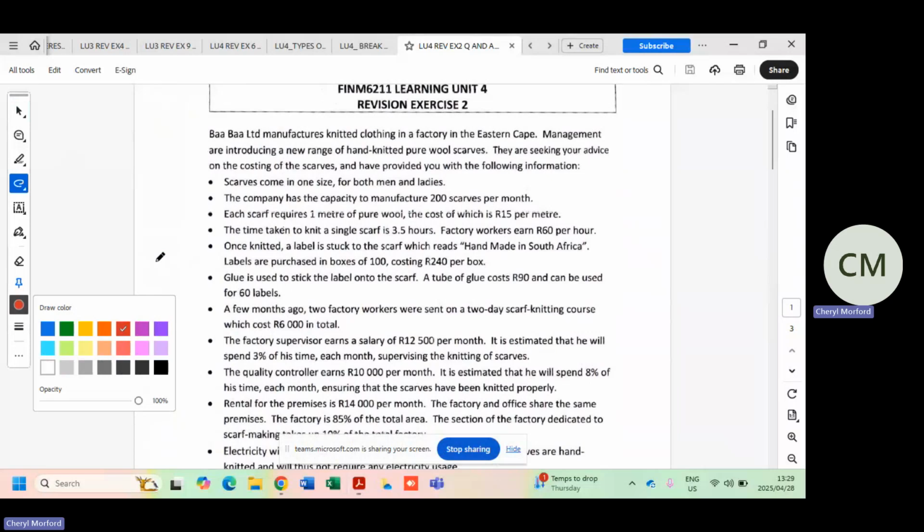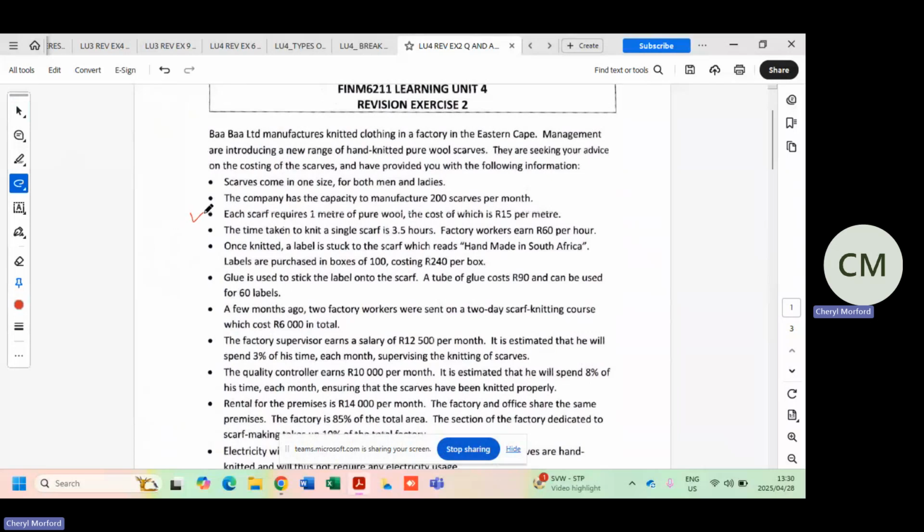So first of all, a scarf needs a meter of pure wool. Now, obviously, these are wool scarves. So that is obviously going to be an example of a variable cost. So let's tick this one. And how much? It requires 1 meter, and that is 15 Rand a meter. So that is straightforward. The cost of the wool will be 15 Rand.